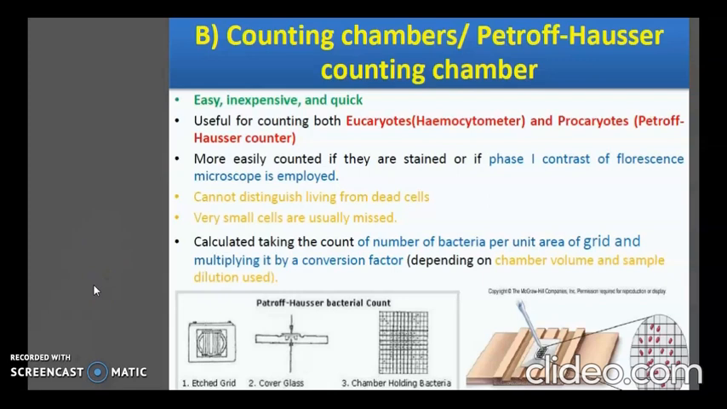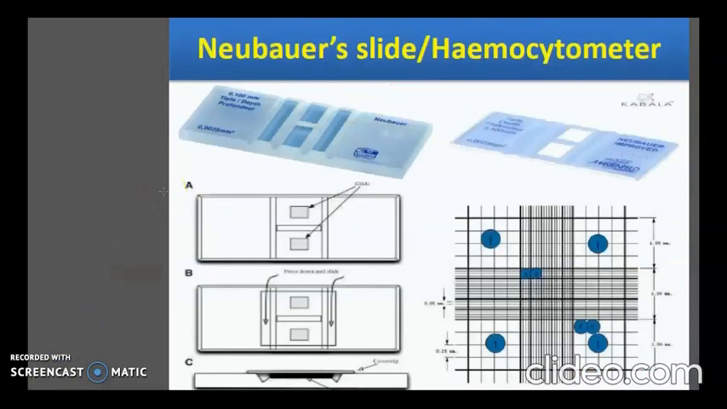It is calculated by taking the count of number of bacteria per unit area of grid and multiplying it by a conversion factor, which depends on the chamber volume and sample dilution used. Petroff-Hausser chamber or hemocytometer is ruled with squares of known area. It is so constructed that a film of known depth can be introduced between the slide and the cover slip. The volume of the liquid overlaying each square is accurately known.